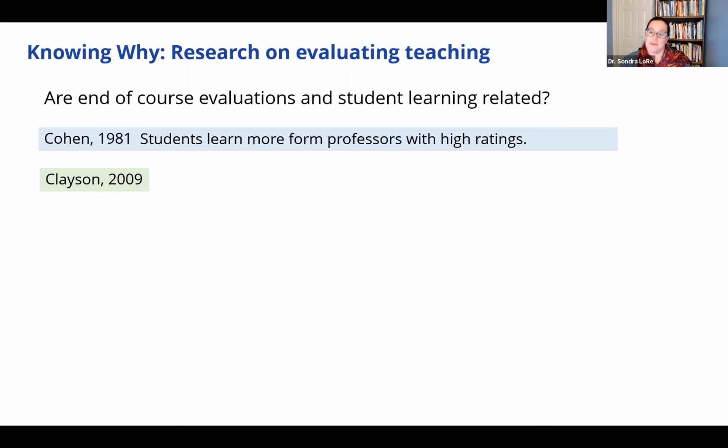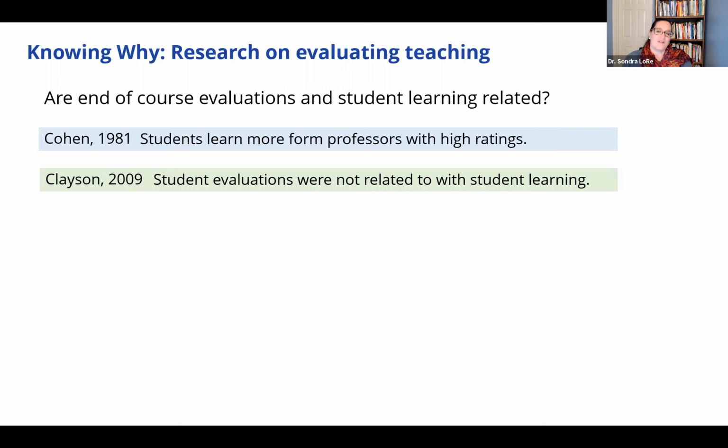And then when additional studies have been done, we have not been able to replicate those results. So a well-cited study, Clayson, 2009, says that student evaluations were not related to student learning. And Clayson went back and looked at some of the same studies that Cohen analyzed in the 1980s.